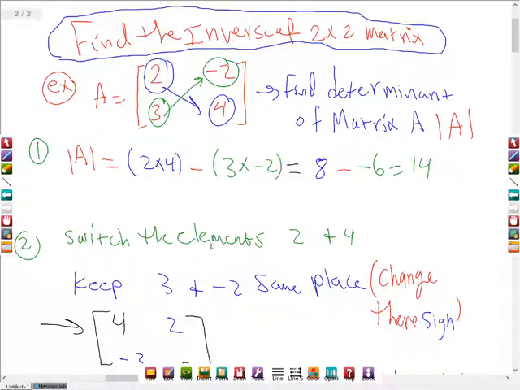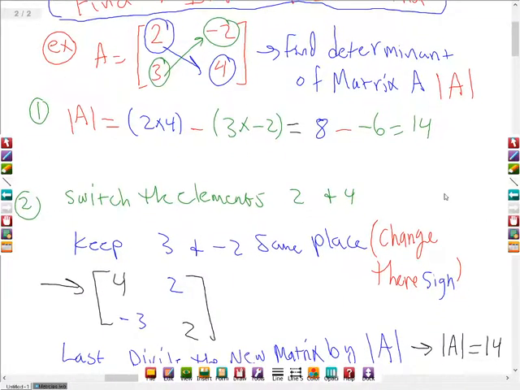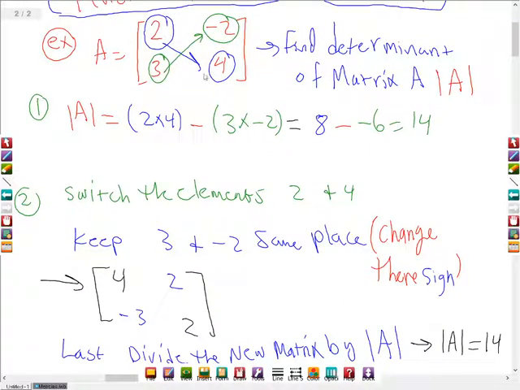You see this 2 and 4? Look at the 2 and 4. We change the 4 to the 2, and the 2 to the 4. But these, don't touch them. The 3 and negative 2 stay in the same place, but switch the sign. If it's negative, make it positive. If it's positive, make it negative.